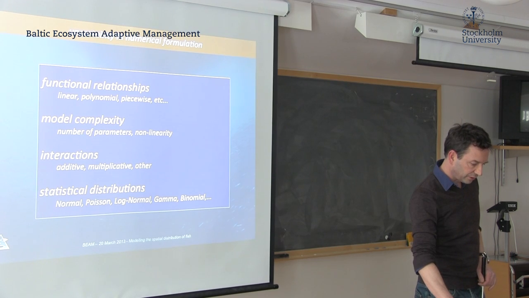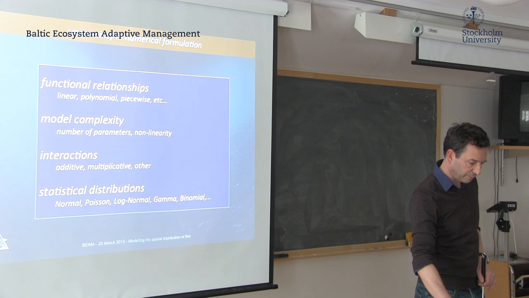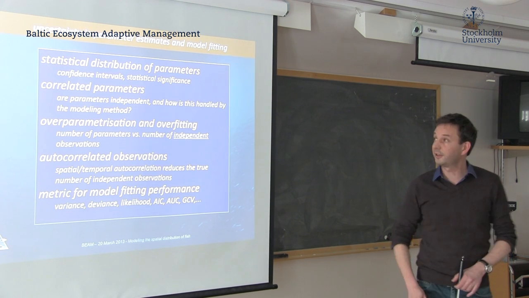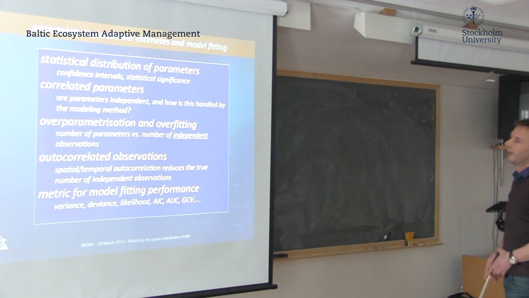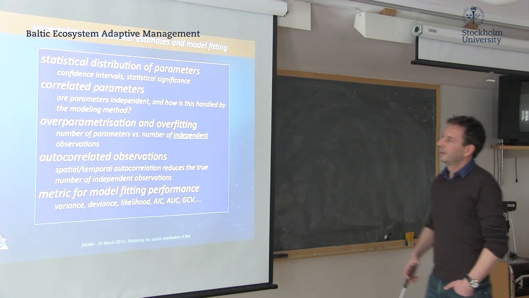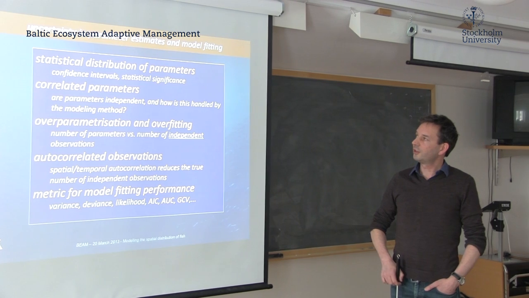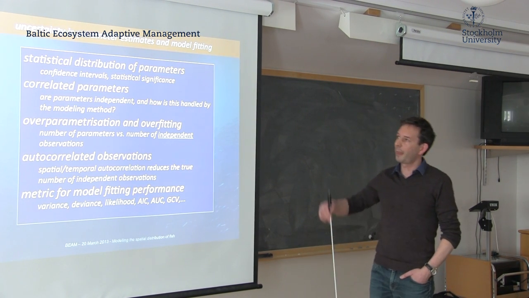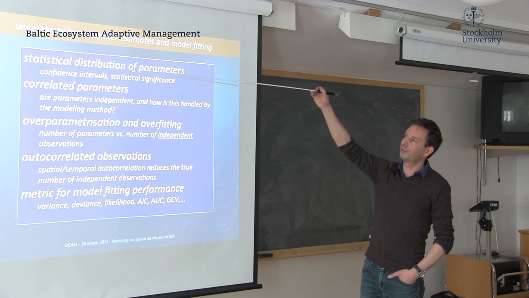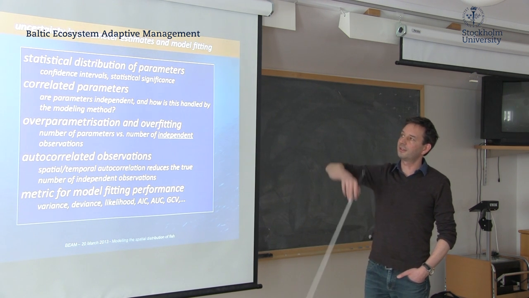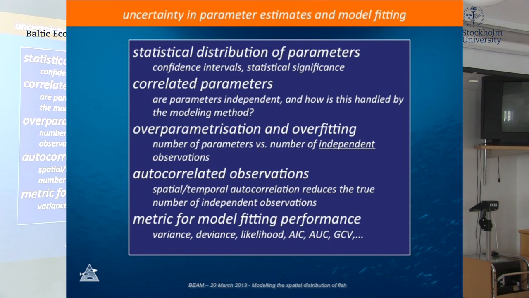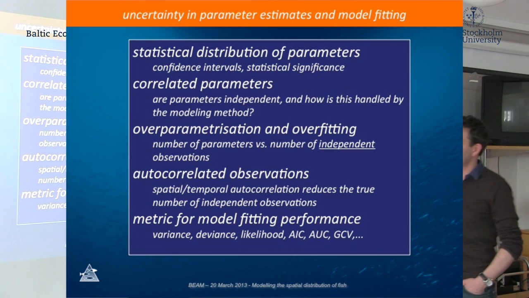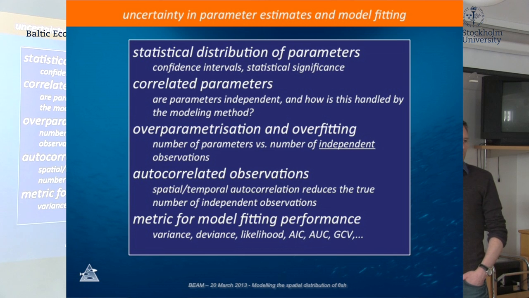Okay, so that was for the numerical formulation. Now, parameter estimates and model fitting. Something I think that in general species distribution modelers are quite good at is to estimate confidence intervals and statistical significance of parameters. That you will find in almost every paper doing species distribution models, because the tools that are available today allow you to do that quite easily.